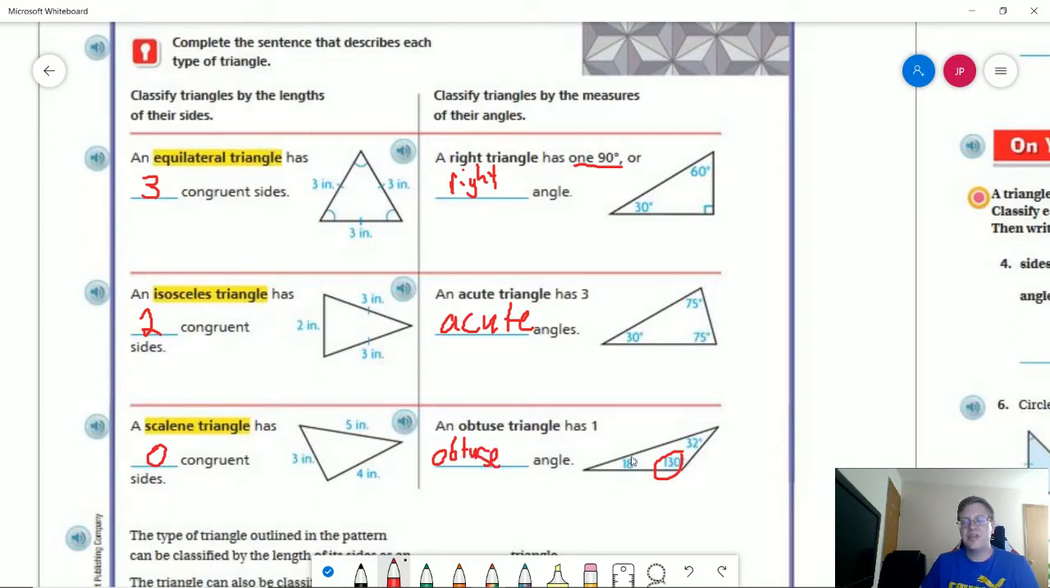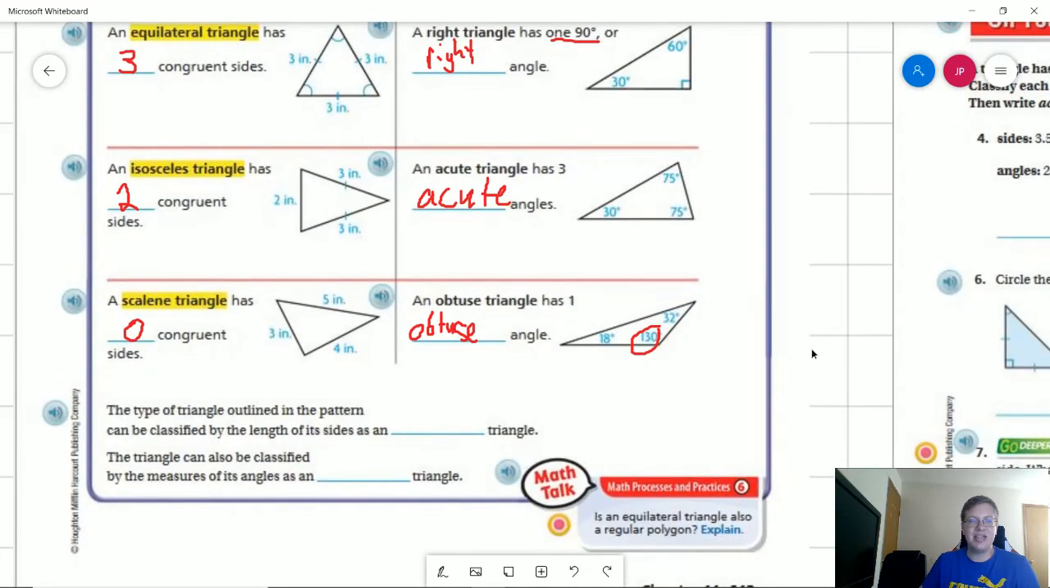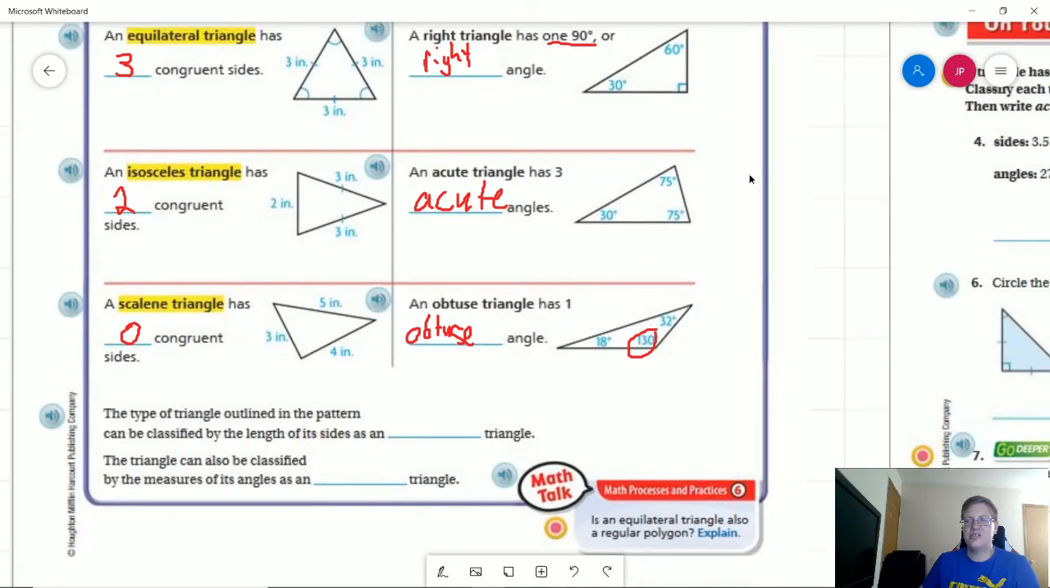One of the things that helps is that if we have an obtuse angle or a right angle, that matches the name we give to the triangle. If we don't have a right angle and we don't have an obtuse angle, we should have 3 acute angles, which means we have an acute triangle. So hopefully that helps.